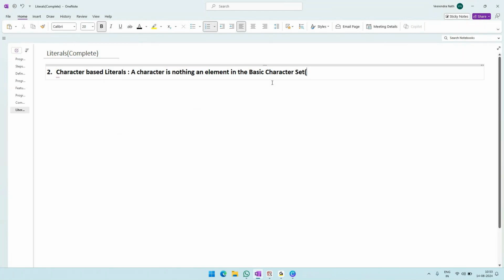What is the basic character set? It is capital A to Z, small a to z, 0 to 9, and all the symbols that you have. This is called the basic character set. Now, a single character.